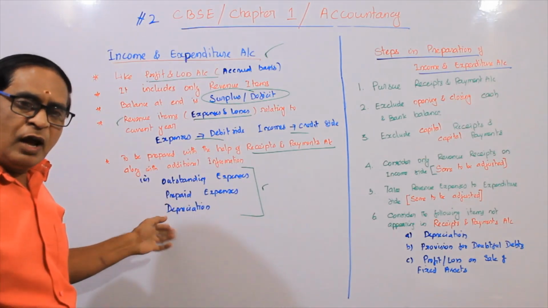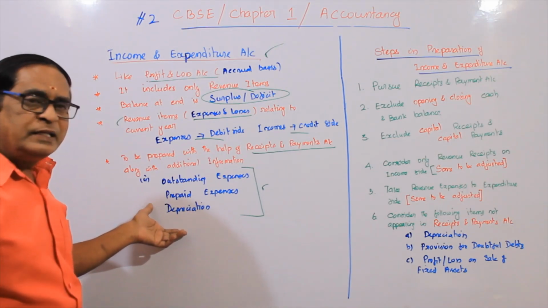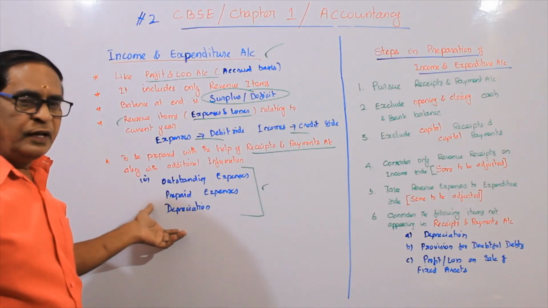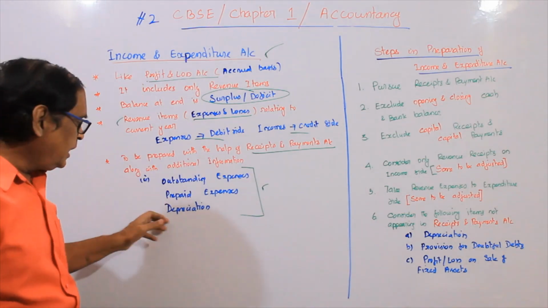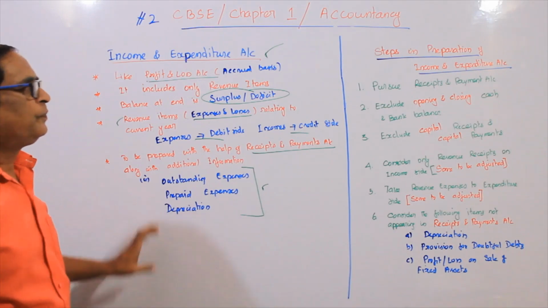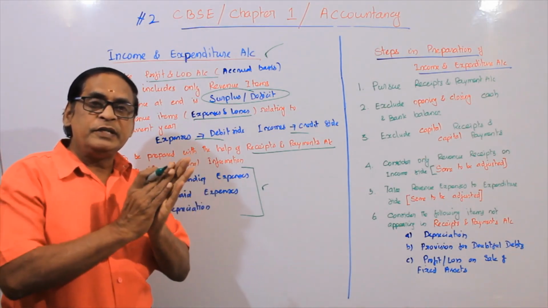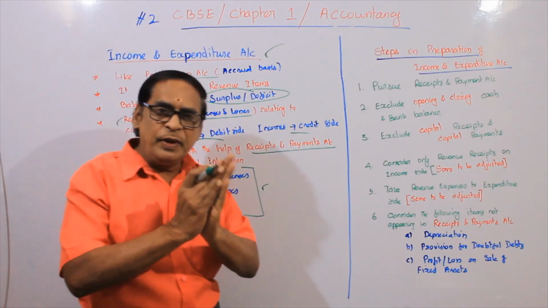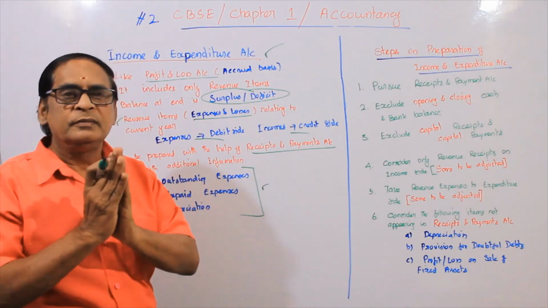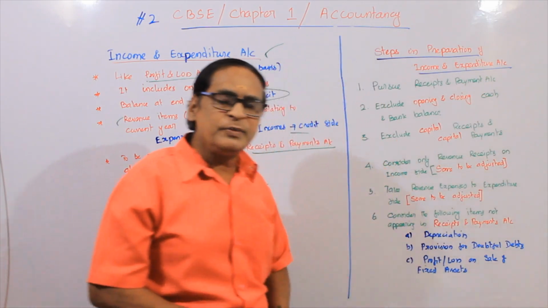And then depreciation: if the fixed assets are given, the depreciation rate will be given on that basis. On that basis we have to calculate the depreciation and show it on the debit side of the income and expenditure account. So what are the steps? The receipts and payments account is given, and from it you are asked to prepare the income and expenditure account. What are the steps? They are simple steps. First, the steps in preparing an income and expenditure account.